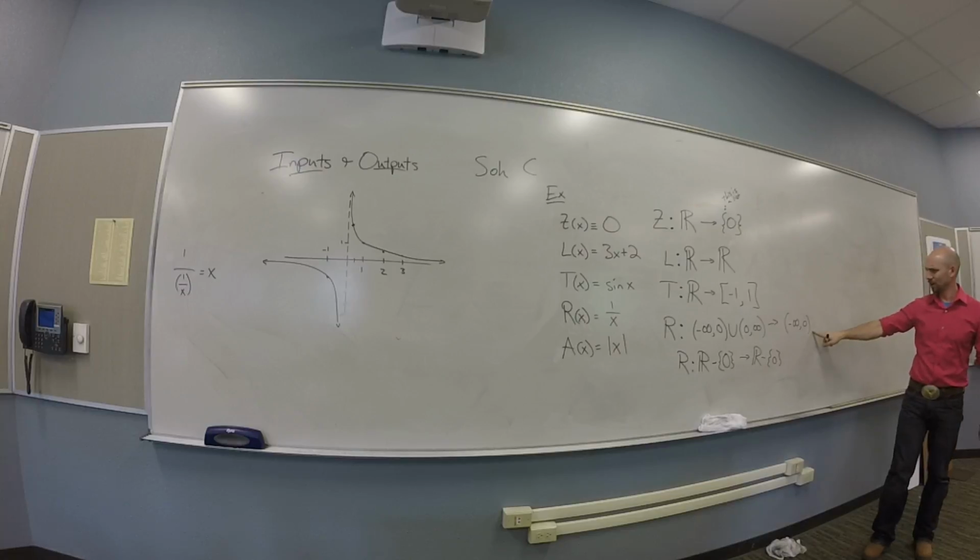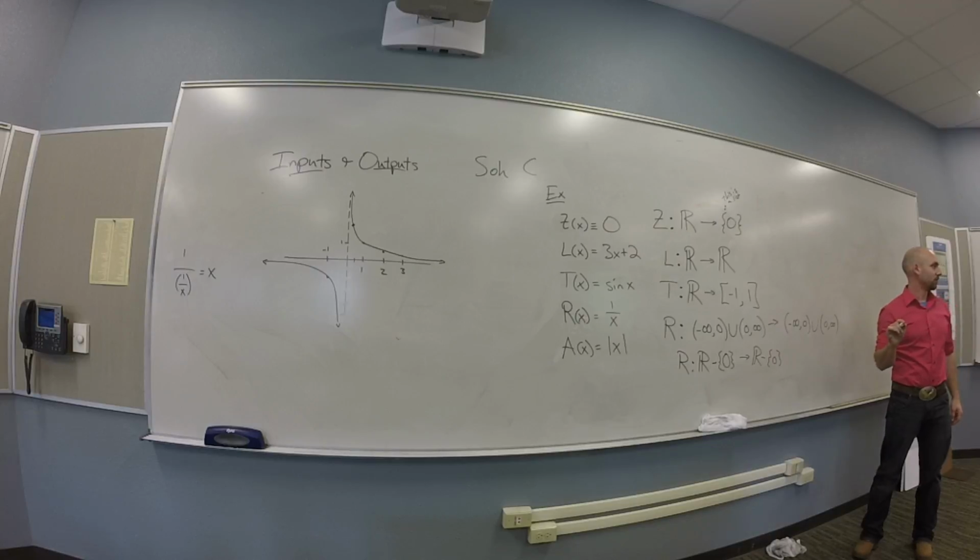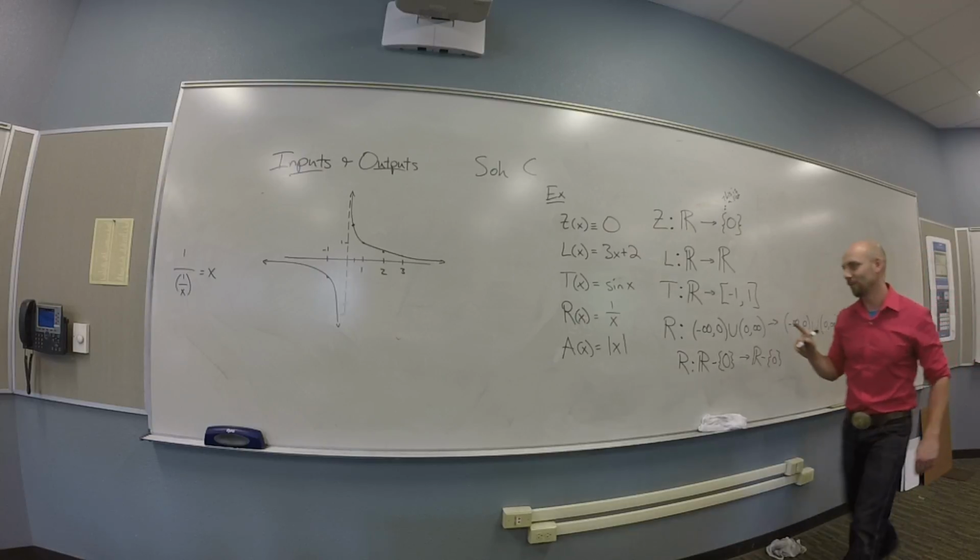What symbol was it supposed to have here? Union. Yeah, that's adding two intervals together, right? So that should be the union. All right, now I got to do absolute value of x.